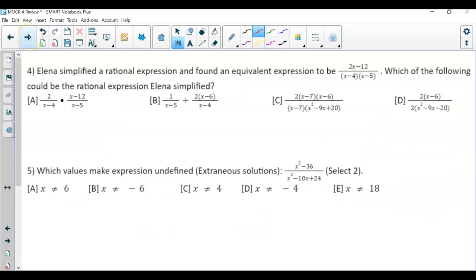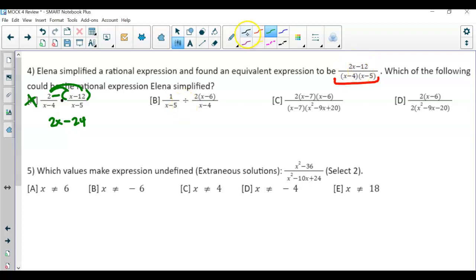Question number 4, Elena was given this problem and she simplified it to this expression here. But which of the following could she have simplified it to? Well, I notice A is not going to be my answer, and here's why. If I multiply 2 times x minus 12, so if I were to distribute, that is 2 times x, which is 2x, but then minus 2 times 12, which is 24, and here I need 2x minus 12.